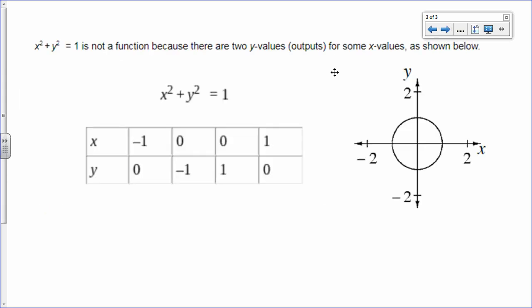Okay, so right here, this is an example of something that is not a function. So x squared plus y squared is equal to 1 is not a function because there are two y values outputs for some of the x values as shown below. So we can plug in 0 and get negative 1. We could also plug in 0 and get positive 1. So because the same x's have different y's, it becomes not a function. Also, if you remember, I talked about the vertical line test. If we run a vertical line across this function, it's going to hit in more than one place at a time.